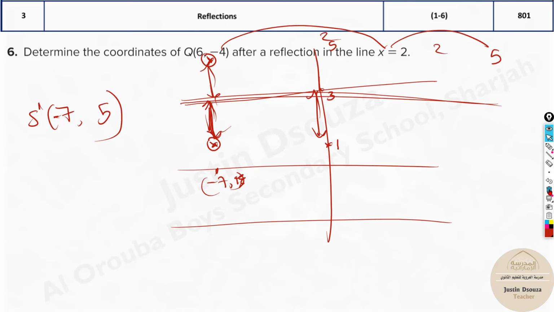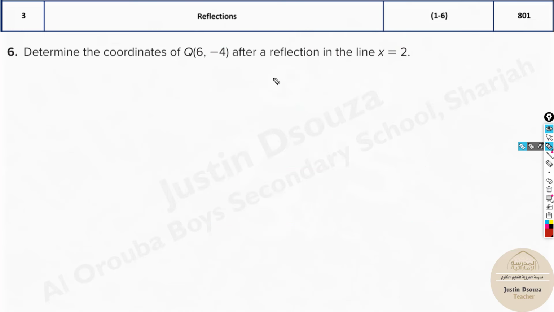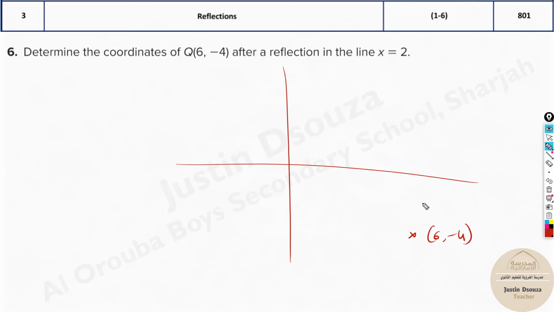And now similarly, they have given another point. Same way, just try to graph a rough sketch. 6 is somewhere over here and -4 will be over here. 6, -4. Now what line do we reflect it along? x = 2. This is 6, very far away. This is 2, okay? The point is, it's not accurately to scale, just for understanding now. What is the distance from 2 to 6? It is 4. Now only the x-coordinate will change because it's a vertical line, right? -4 will remain the same.